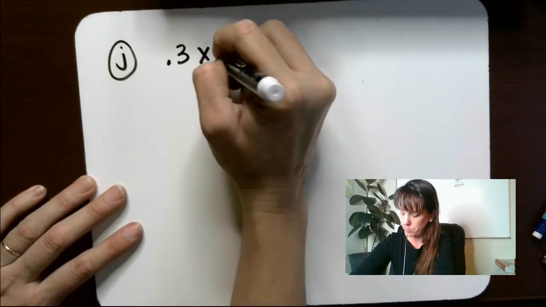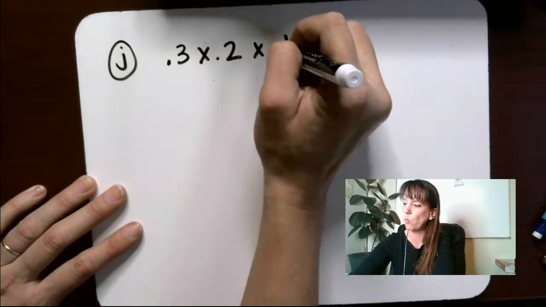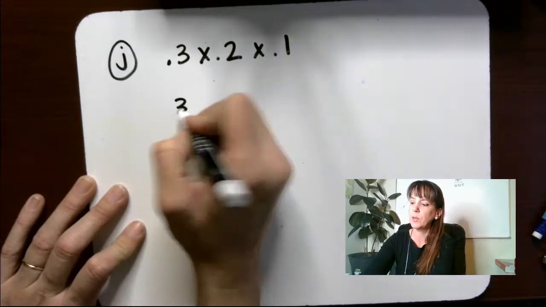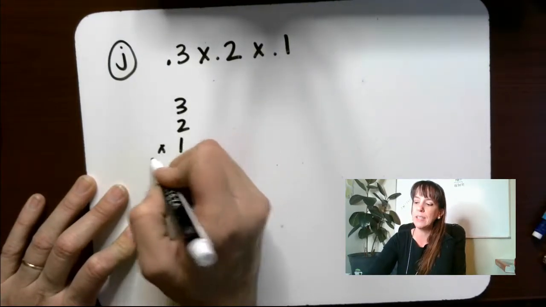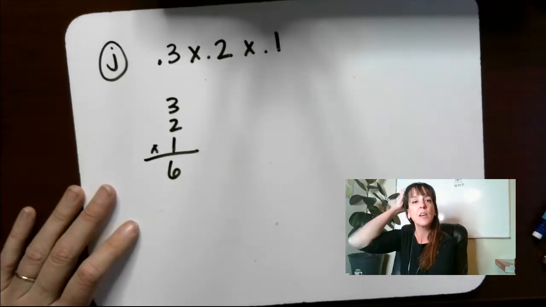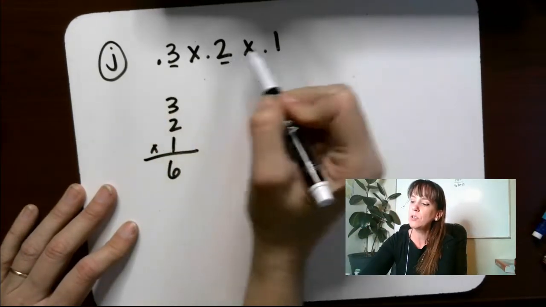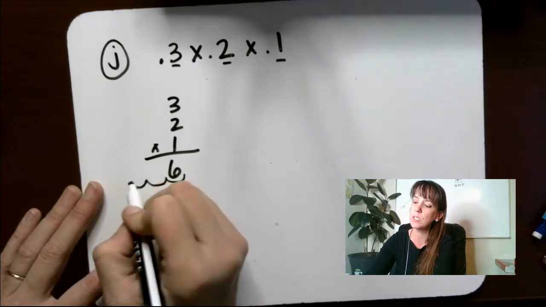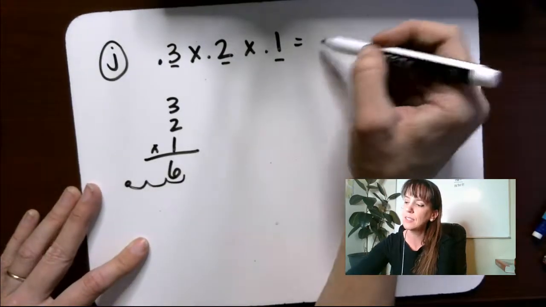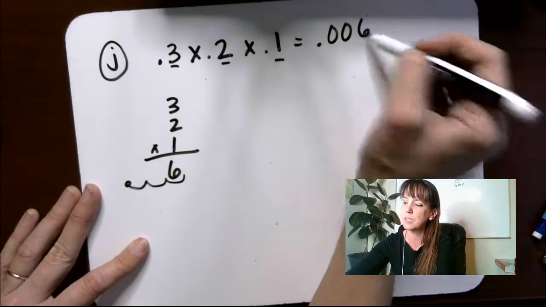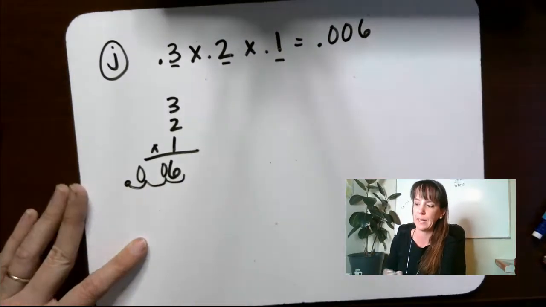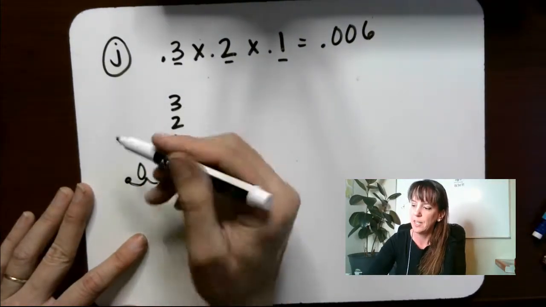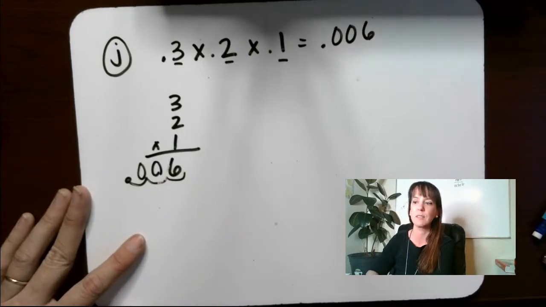0.3 times 0.2 times 0.1. Well, we know that 3 times 2 is 6, times 1 is 6. So that's going to be 6. We have 1, 2, 3 digits behind decimals. So we're going to go 1, 2, 3 spots over, which means this is going to be 0.006, because we've got to put some placeholders in for that guy. Whoops, I totally missed the mark on that. Placeholders for those two things.